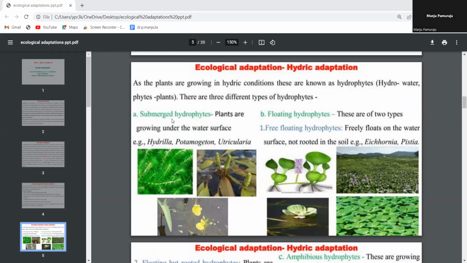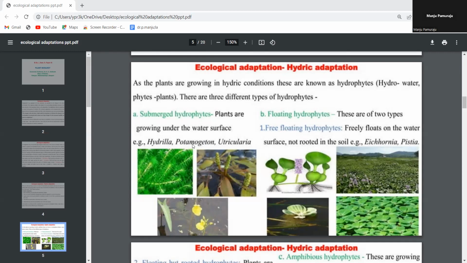The first one is the submerged hydrophytes. Submerged hydrophytes are plants growing under the water surface, present inside the water, so they are called submerged hydrophytes. Examples for submerged hydrophytes are Hydrilla, Potamogeton and Utricularia.